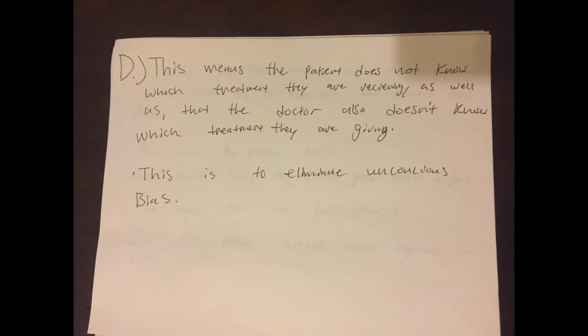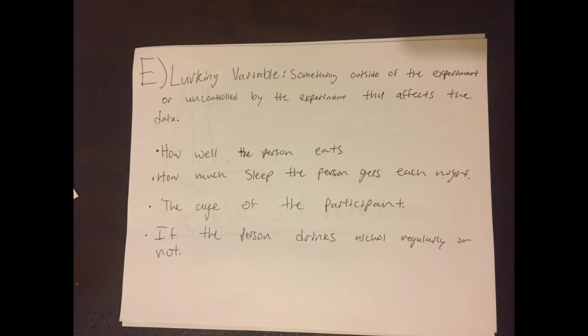Question D. The study was double-blind. What does this mean in context of this problem? Double-blind means that both people in the experiment did not know what was going on or which variable they were being tested for. So this means the patient did not know which treatment they were receiving, as well as the doctor did not know which treatment they were giving. It could have been the placebo, it could have been the beta-carotene, it could have been either. This eliminates unconscious bias.